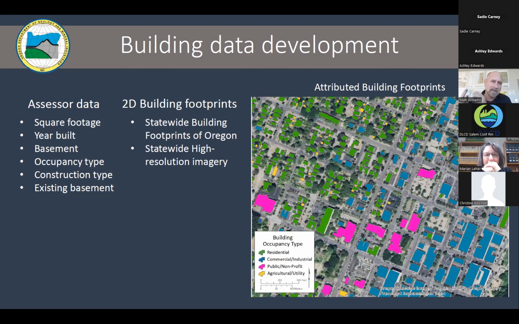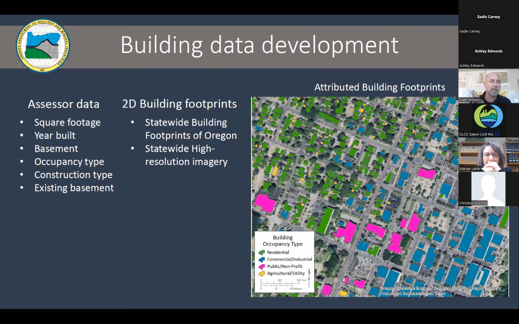Usually what we do is we take assessors data and then we identify residential structures. Once you've identified residential structures, then you can put people into those structures, because you don't want to just spread people over all of the buildings, because then you're going to get inaccurate results. So that's why having attributed buildings is important. It has a sort of domino effect of benefits.